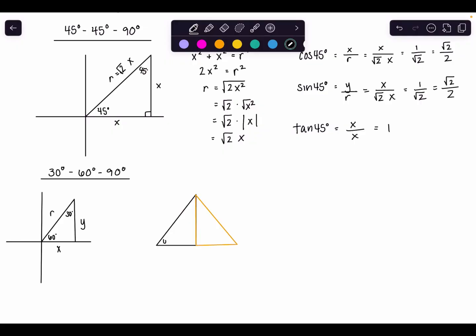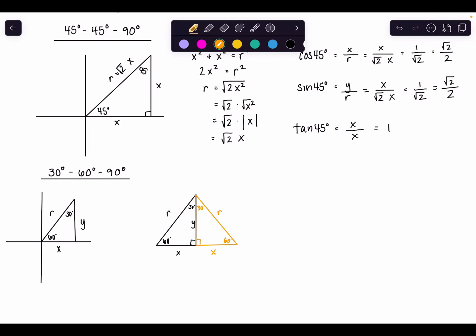So this triangle has 60 degrees here, 30 degrees here, my right angle at the bottom. This is x, this is y, and then this is our hypotenuse. If I flip it over, all it does is it makes this still a 30-degree angle, this still 90, this still 60. This side would be x, and this side would be r.